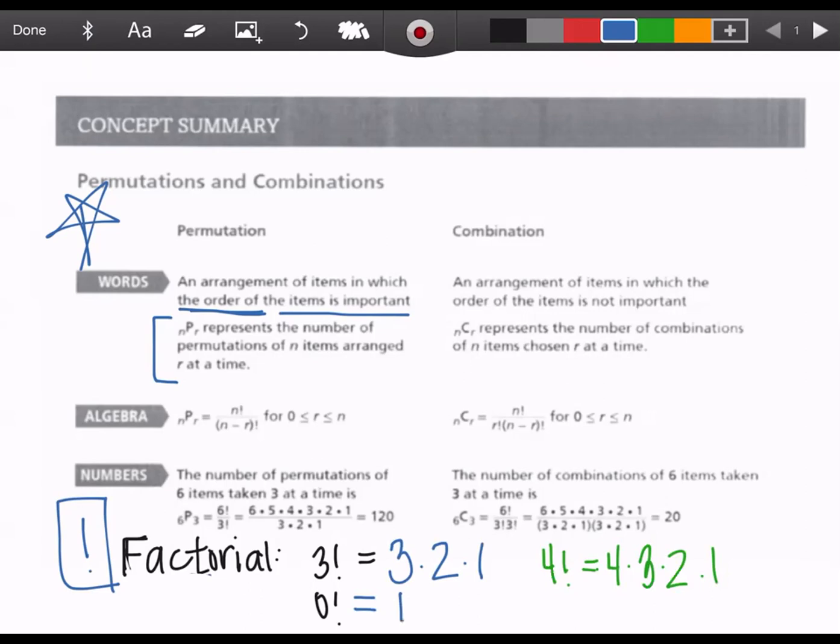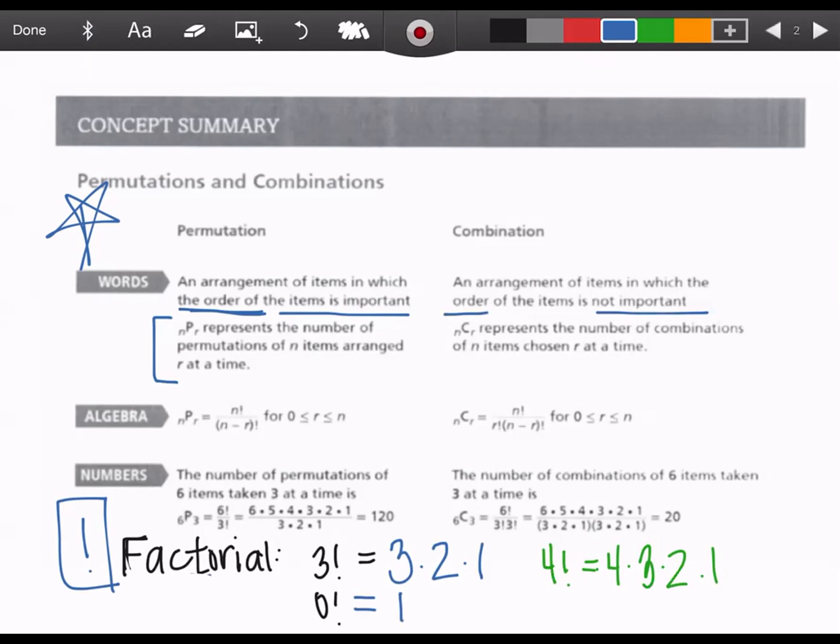Combinations. The only thing I'm going to talk about here is the difference between permutations and combinations. Combinations is an arrangement of items in which the order is not important. So permutations, order is important. Combinations, order is not important.